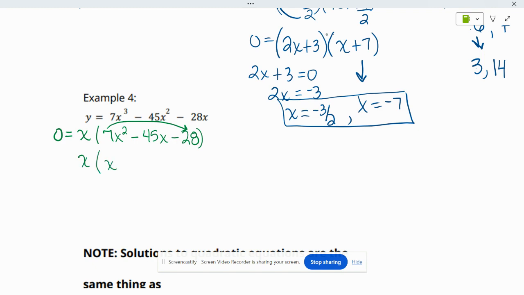So I'm looking for two numbers that when I multiply them, let's see, 7 times 28 is, anyone? Well, 196. So I have x times the quantity x squared minus 45x minus 196. So I'm looking for two numbers that when I multiply, I get negative 196, and when I add them, I get negative 45.